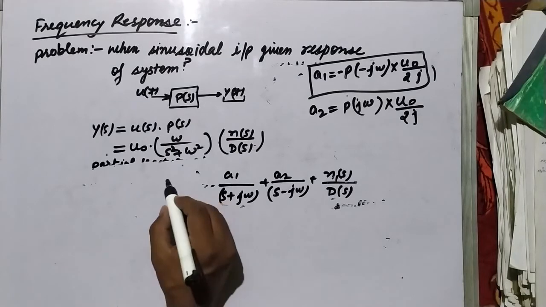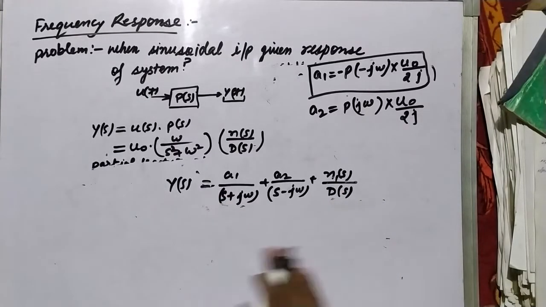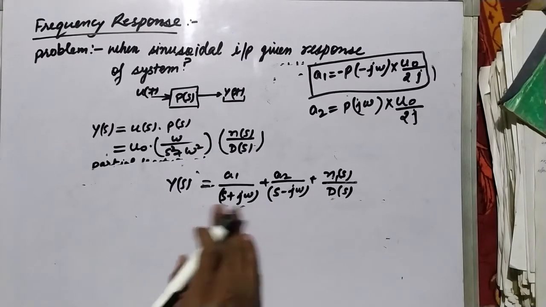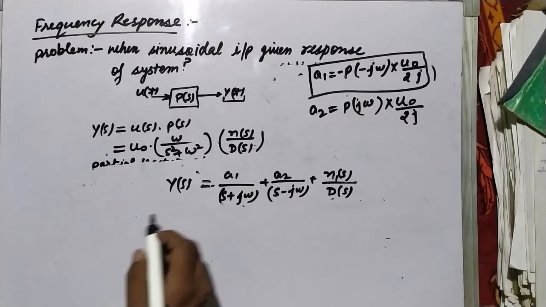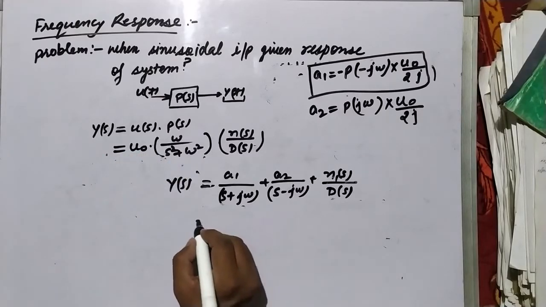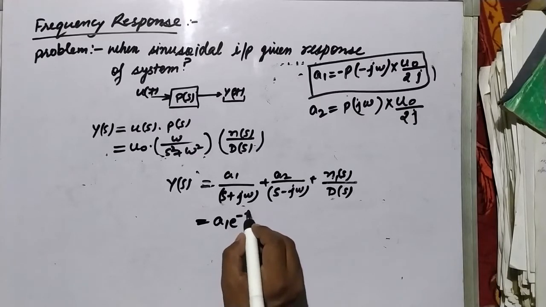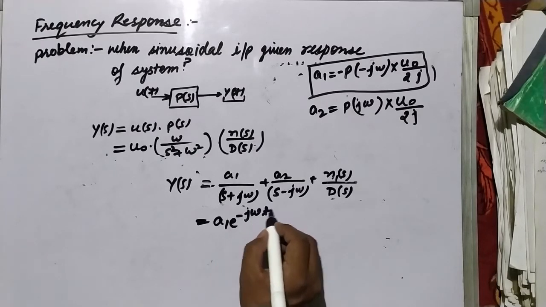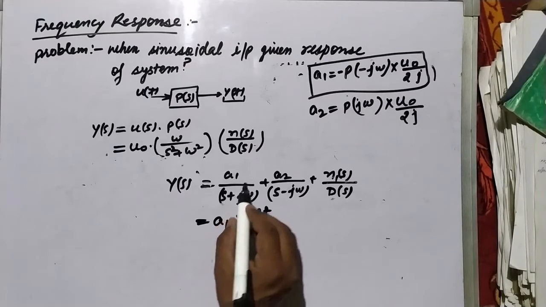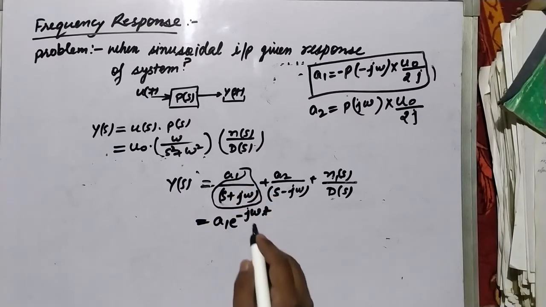This is Y(s). Now take the inverse Laplace of this. After doing the inverse Laplace, you will get A1 e to the power minus j omega t. The Laplace transform of this, with A1 as the coefficient, will be equal to e to the power minus j omega t.